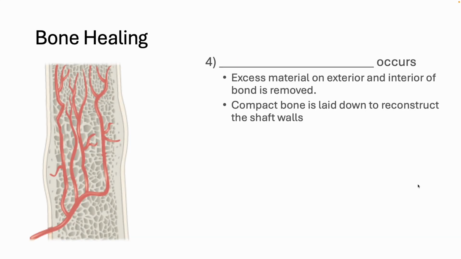And then the final step is going to consist of remodeling. So bone remodeling is going to occur. You're basically going to get rid of some of the excess material on the exterior and interior, and compact bone is going to be laid down to reconstruct the shaft walls.